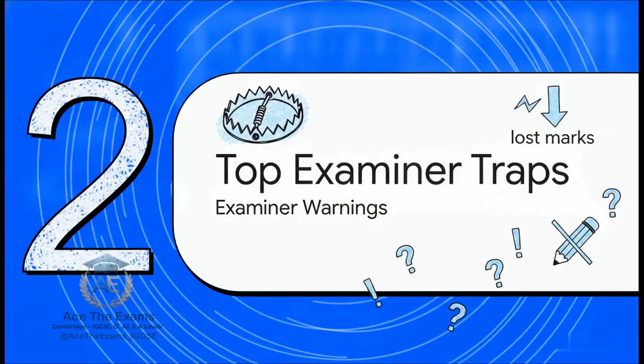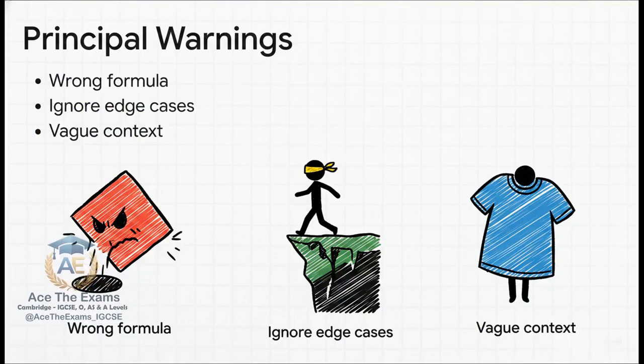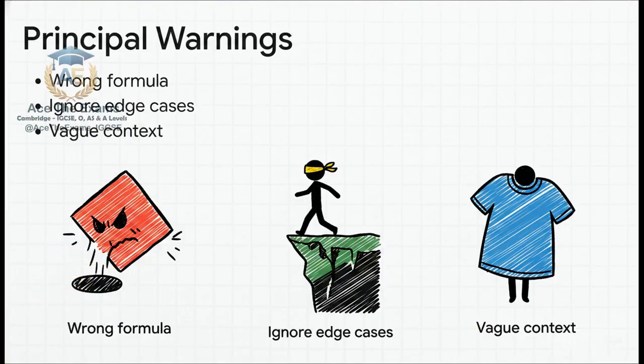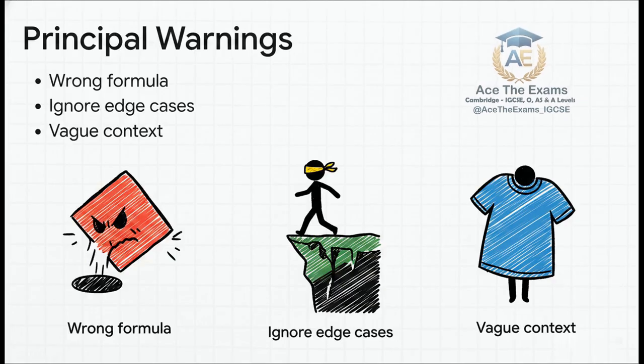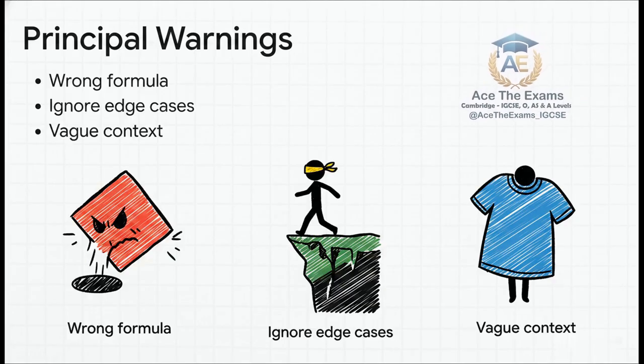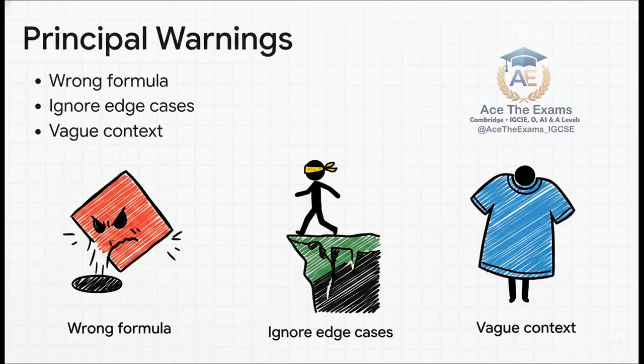Moving right along to Section 2, Top Examiner Traps. Cambridge principal examiners have explicitly warned us about 3 major pitfalls. First up, the classic trap, using the wrong formula or algorithm for the specific context of the question. Second, students constantly, and I mean constantly, forget to check boundary conditions and edge cases. And third, giving generic textbook answers that aren't tailored to the actual scenario given in the exam. You literally have to be hyper-vigilant about the specifics of whatever scenario they throw at you.